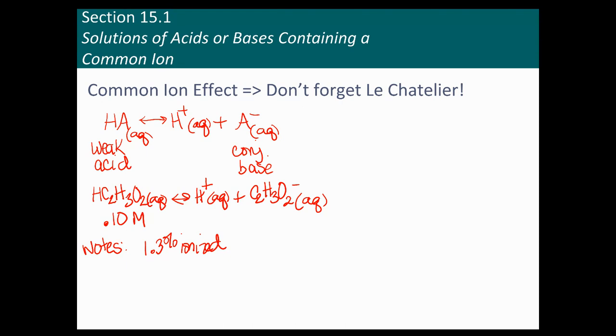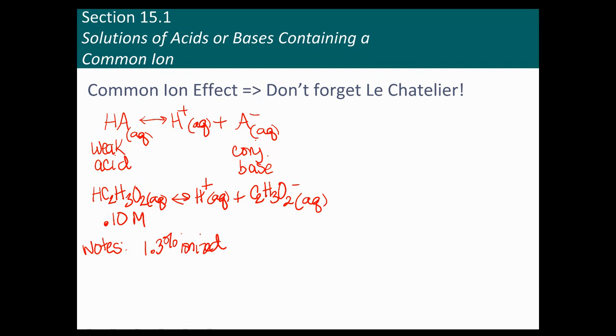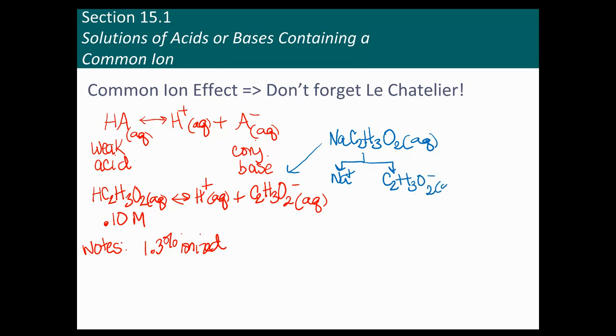And what common ion effect says is that we can add a common ion. So for example, I'm going to switch colors here. We could add to this equilibrium something like sodium acetate. Okay, sodium acetate, we're going to break it apart. It's aqueous, so sodium ion and acetate ion. And now we have a common ion, meaning we have acetate added.